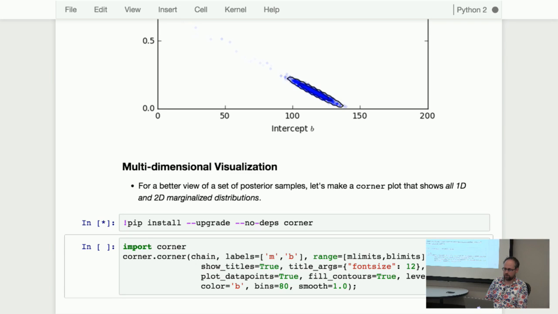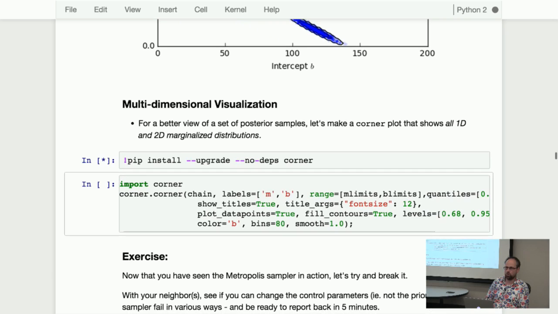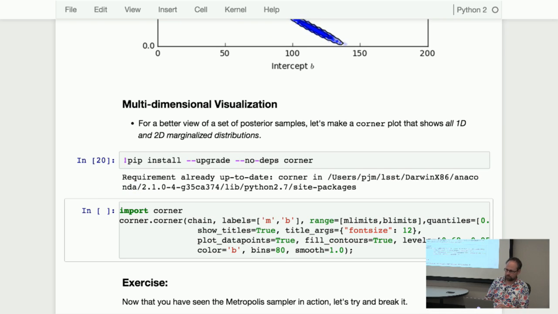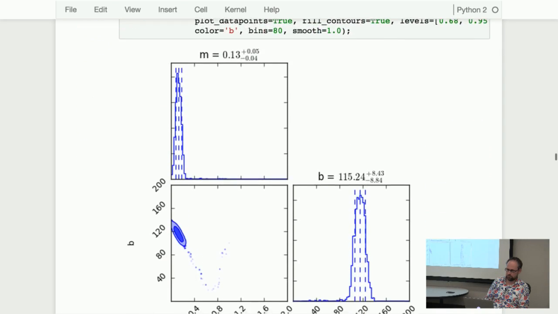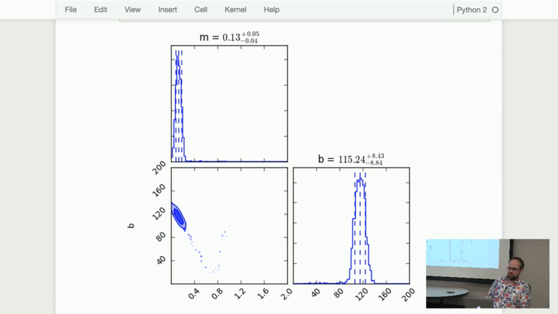So here I'm making sure that I have a fantastic package called Corner, written by Daniel Foreman-Mackey. And what Corner does is make plots like this. This is all 1 and 2 dimensional marginalizations of a posterior PDF that's been approximated with a set of samples. So these plots are incredibly useful for figuring out what's going on. They don't tell you everything, of course, because you're only seeing projections. In this case, they tell us everything because we only have 2 dimensions. But in higher dimensions, they only show you the projections. But still, you can get an awful long way in understanding what's going on by looking at this plot.